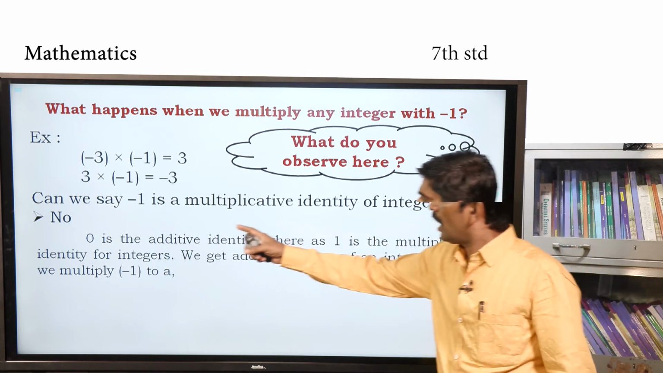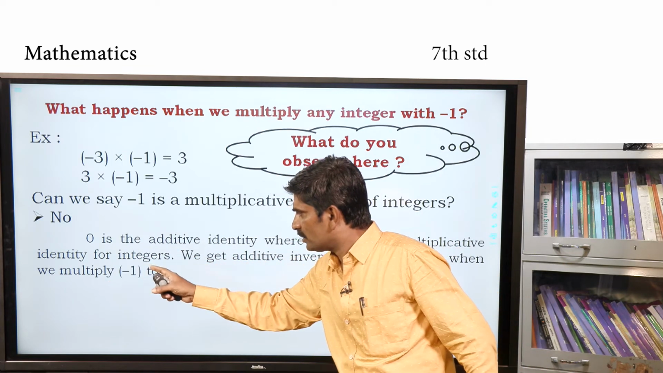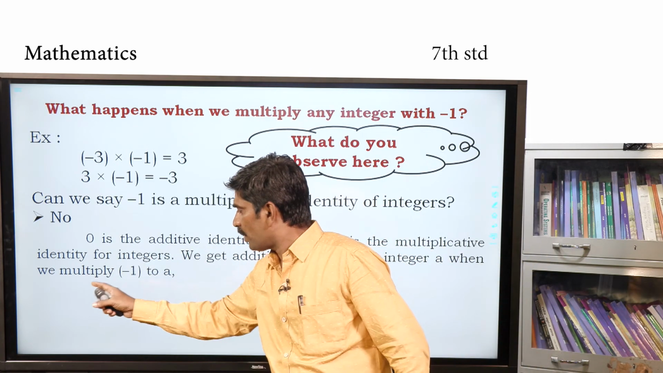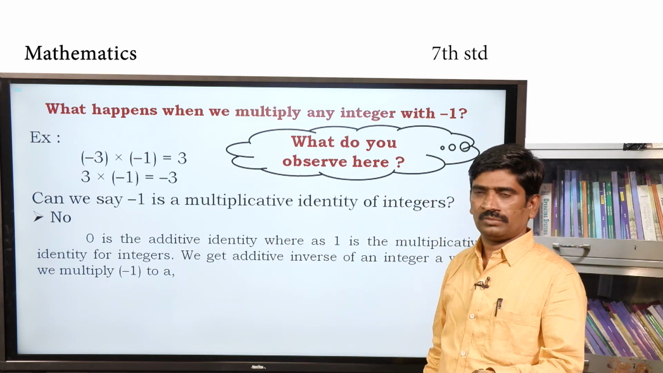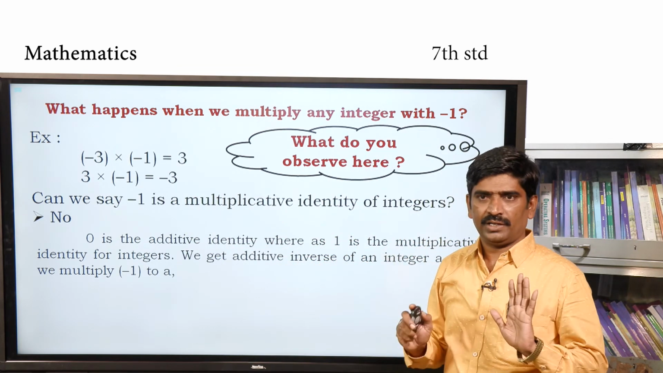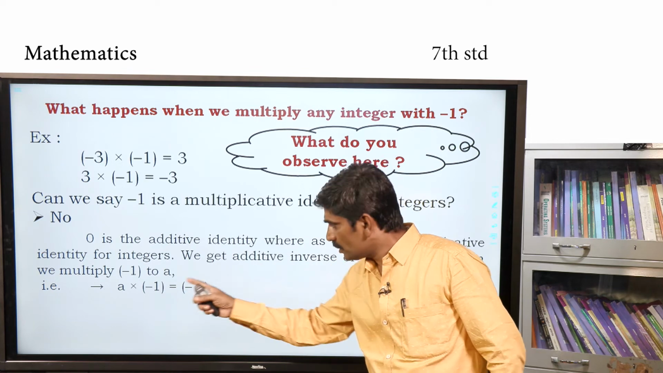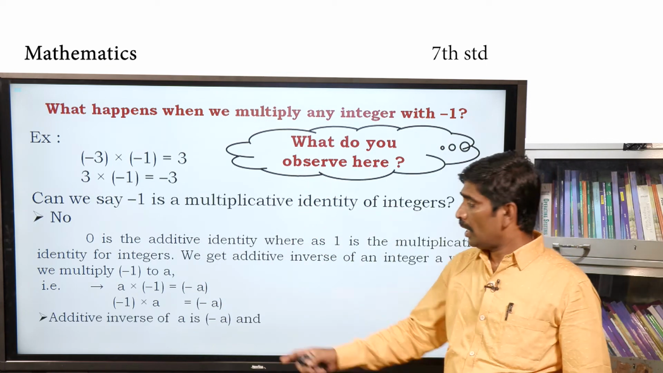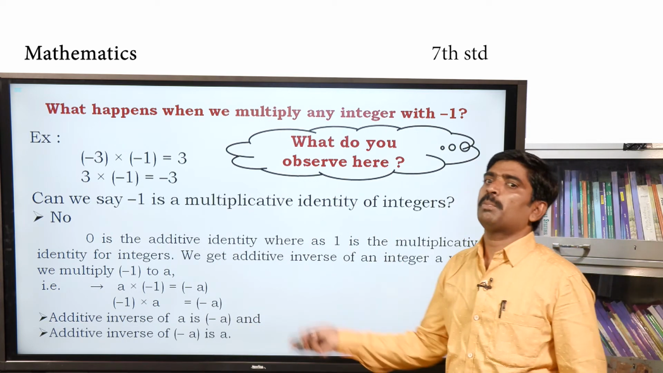0 is the additive identity, whereas 1 is the multiplicative identity for integers. We get the additive inverse of an integer when we multiply minus 1 to a. When we multiply minus 1 to an integer or a whole number, we get their inverse, not identity. Okay. Take one example. a into minus 1, that is minus a. That means minus 1 into a, that is also minus a. The additive inverse of a is minus a. Additive inverse of minus a is plus a.